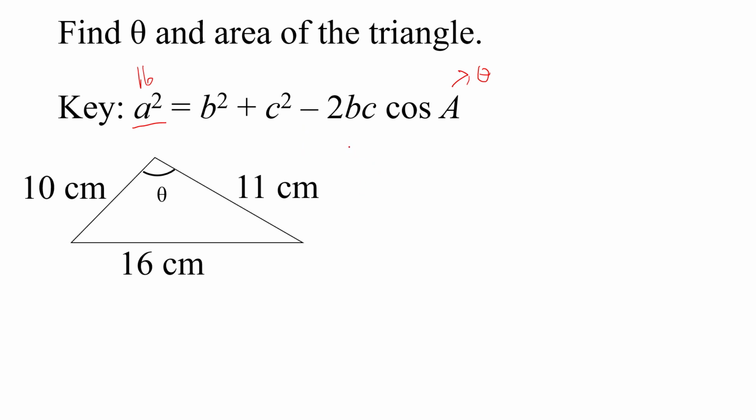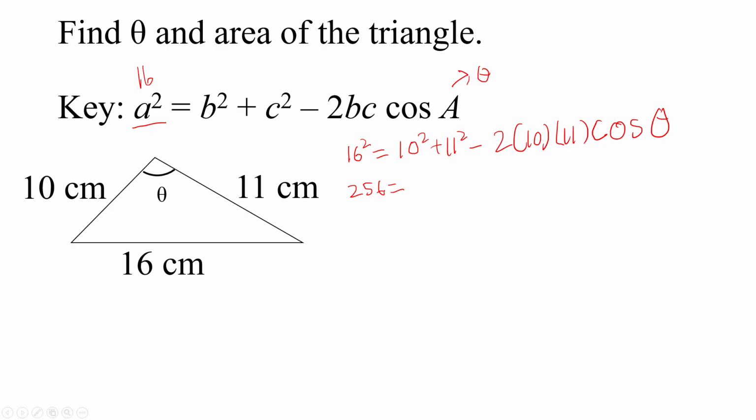So we have 16 square is equals to, B and C, you let it be 10 or 11, it doesn't matter. 10 square plus 11 square minus 2 times 10 times 11 times cosine theta. 16 square is equals to 256, which is equals to 10 square plus 11 square, which is 221, minus 2 times 10 times 11, which is 220 cosine theta. Now you might feel a bit stuck, but never mind.